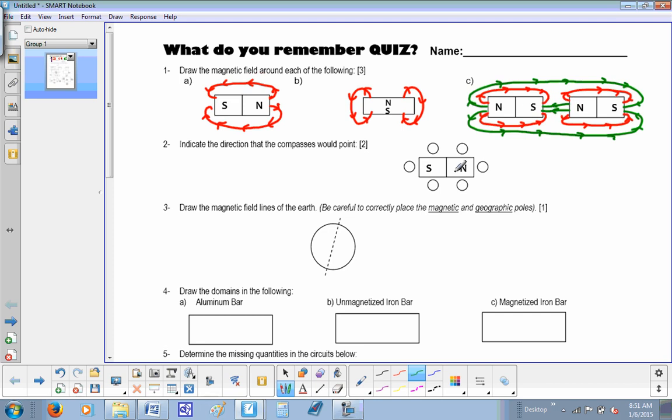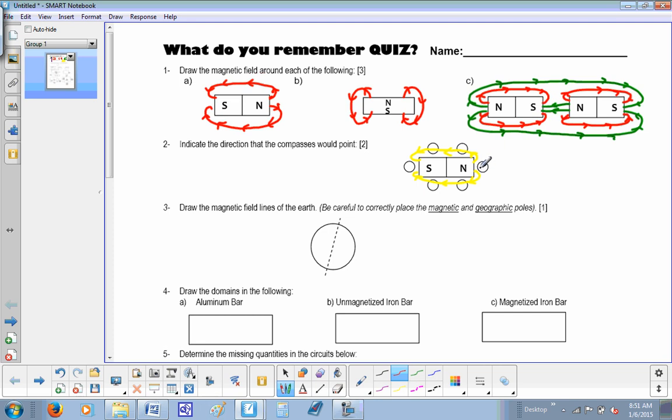The second question here is asking you to show the direction the compasses would point. All you have to do here is draw the magnetic field line associated with the magnet, so it'll be like this. North to south, and the compasses point in the direction of the magnetic field. We did this in class.